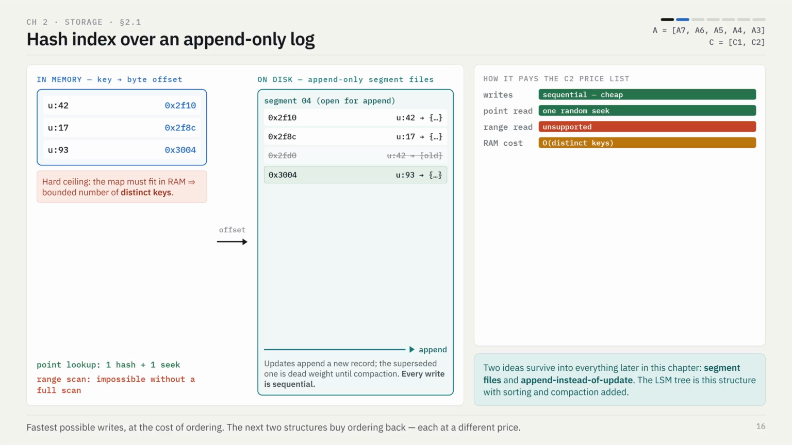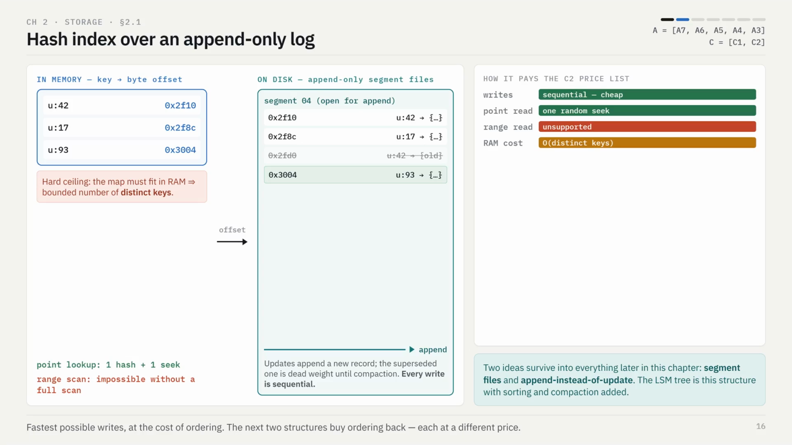Every write is sequential. Because you never seek to write, you only ever append to the end of the current segment. An update simply appends a new record, and the superseded one is dead weight until it's cleaned up later. This design supports very fast point lookups and high write throughput, but it does not support efficient range queries because there's no ordering in the log at all. So answering a range query would mean scanning everything.